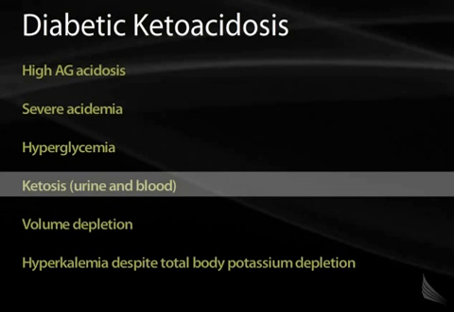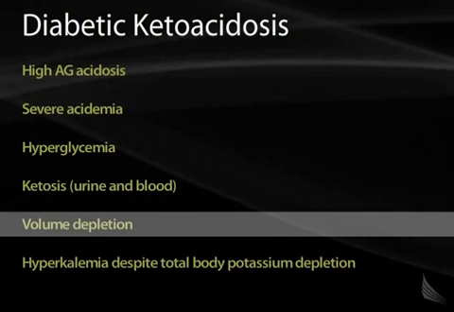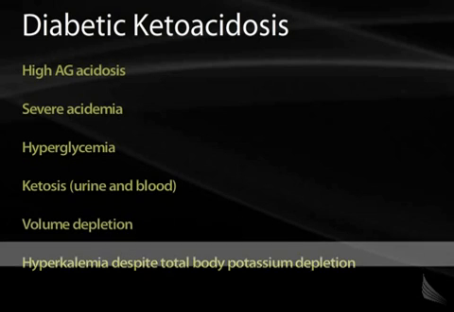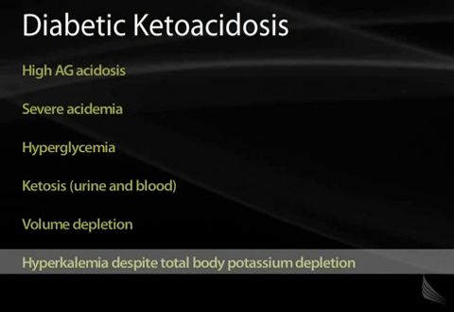The osmotic diuresis from the increased glucose concentration causes volume depletion. And finally, on initial measurement of blood potassium, usually there is hyperkalemia despite total body potassium depletion. This is because the insulin deficiency of diabetic ketoacidosis downregulates the activity of the sodium-potassium ATPase, which normally keeps the extracellular potassium concentration very low. With decreased sodium-potassium ATPase activity, potassium concentration in the blood is allowed to increase.